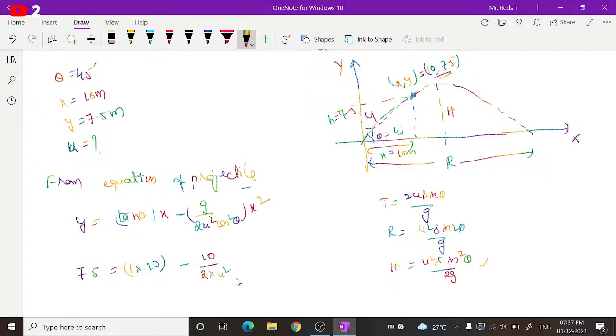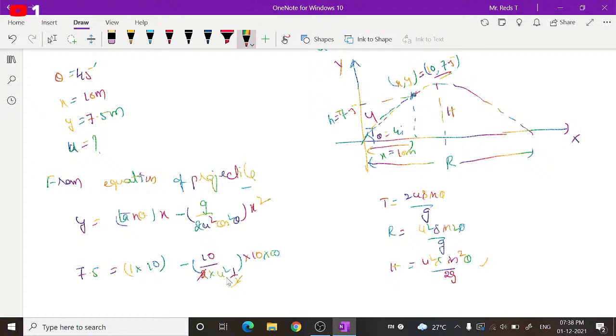Theta is 45. Cos 45 is 1 by root 2. Whole square is 1 by 2, into x square. X square is 10 into 10. So here these two cancel. So this 100 into 10 becomes 1000.